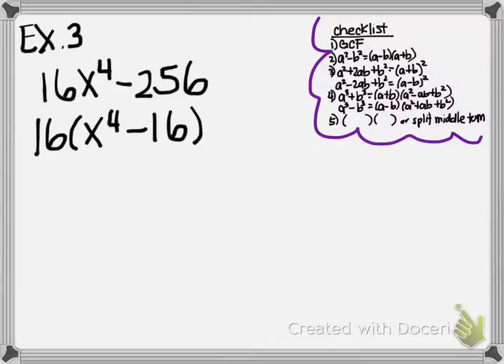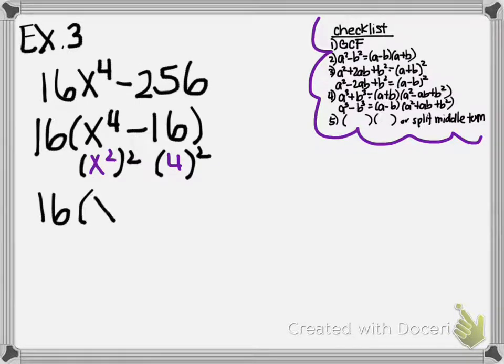Now again, this pretty much looks like a difference of two squared numbers because if we think about it, x to the fourth is actually x squared being squared. And as far as negative 16 goes, we can write it as 4 squared. So we can actually rewrite this as the difference of two squared numbers. So this will be 16 times x squared minus 4 times x squared plus 4.